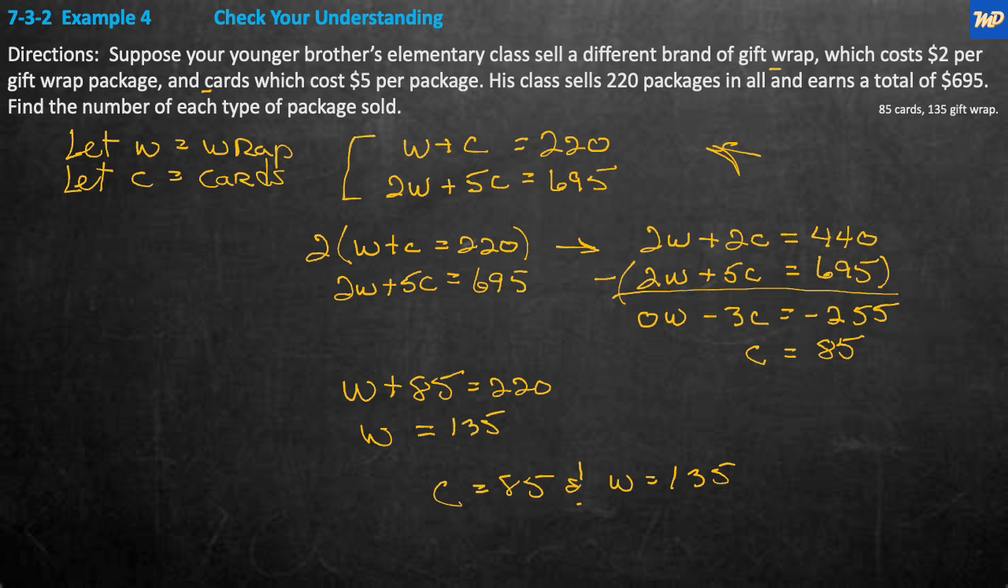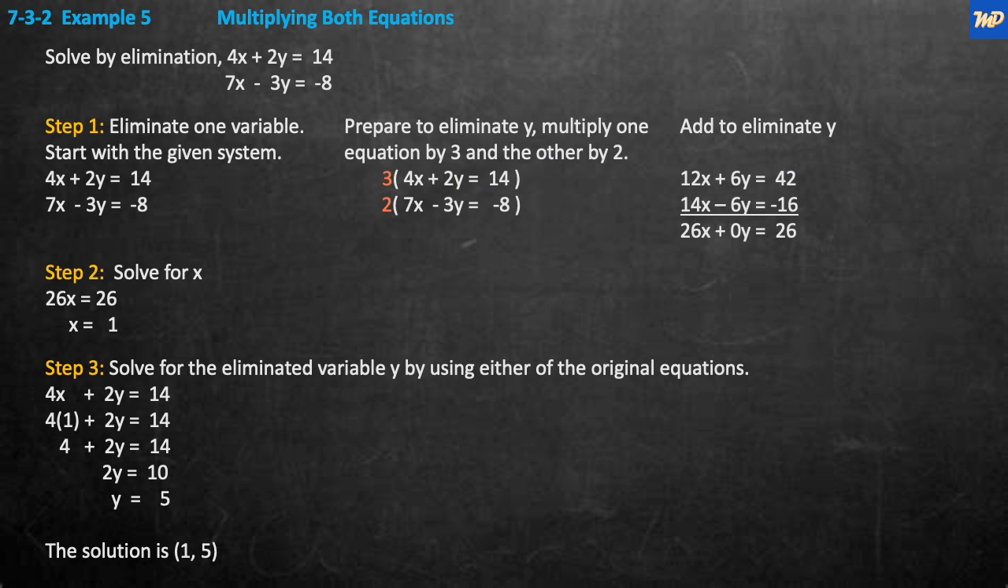Okay? Good job. Okay, example 5, multiplying both equations. So this is probably the most complex way you can think of it, right? In the previous cases, we were just eliminating one. We only had to multiply one equation to get the coefficients of a particular variable equal to each other. So you could add or subtract to make them 0, right?